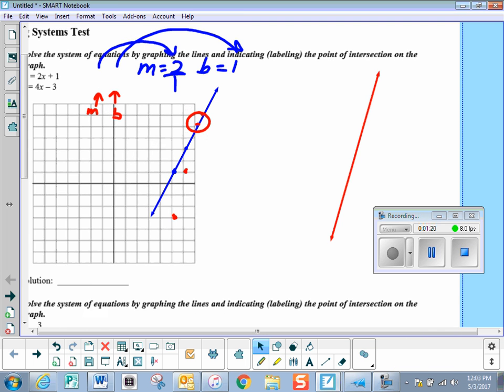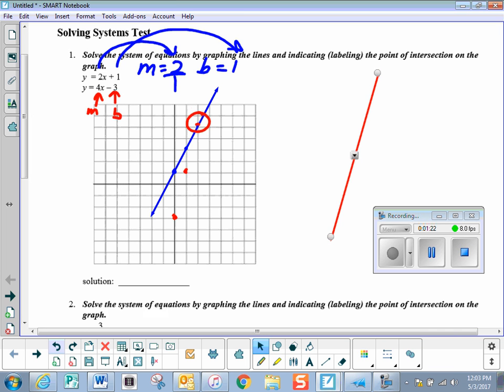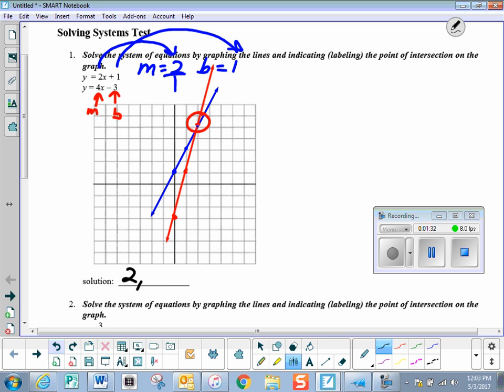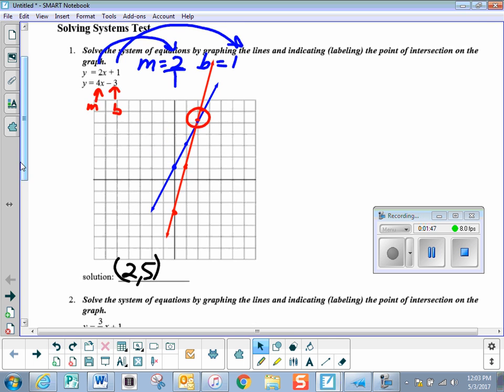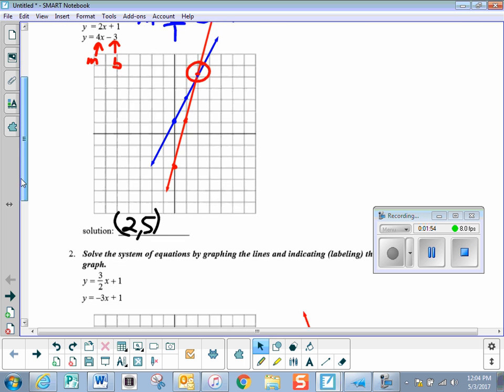Some of you, believe it or not, are still making the mistake of not putting it in an ordered pair the right way. The answer is (2, 5). You lost half a point if you put (5, 2). By this point, you should not be making that mistake. Also, does (5, 2) work in both equations? No, but (2, 5) does, so you didn't check it. Any questions on that one? Most of you got that one right.